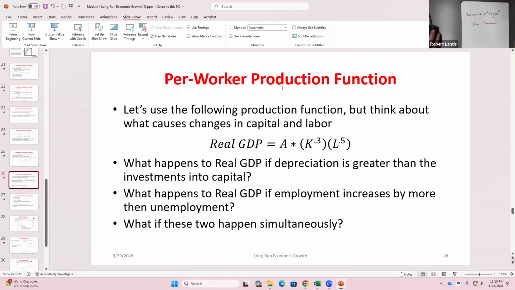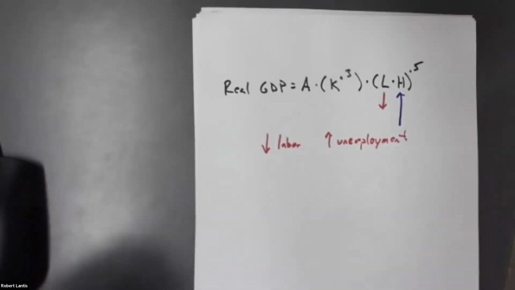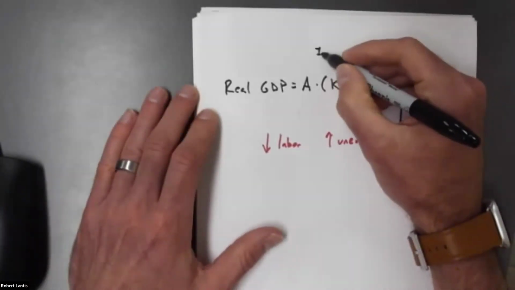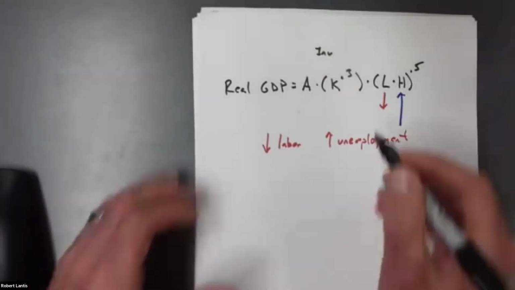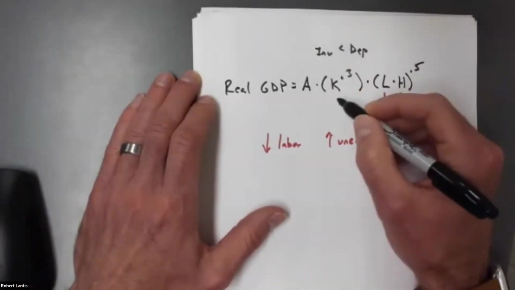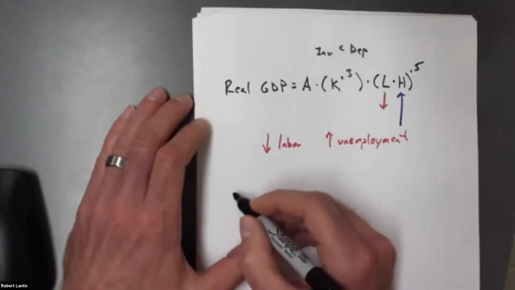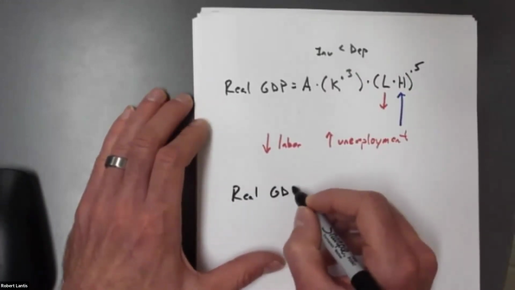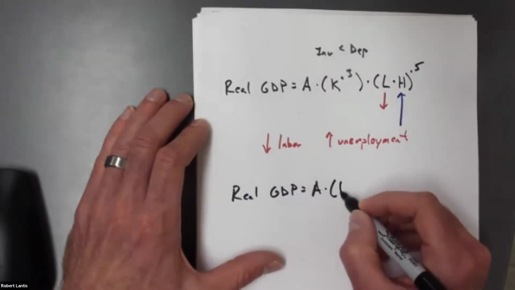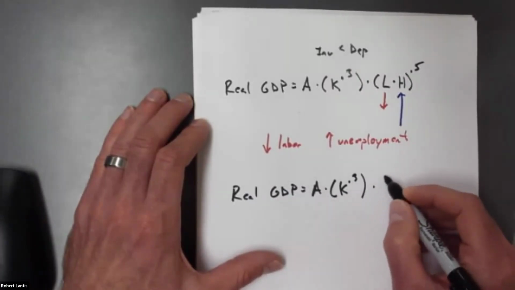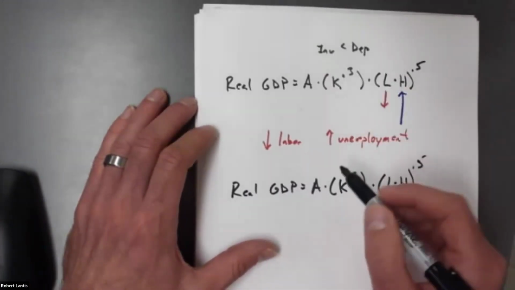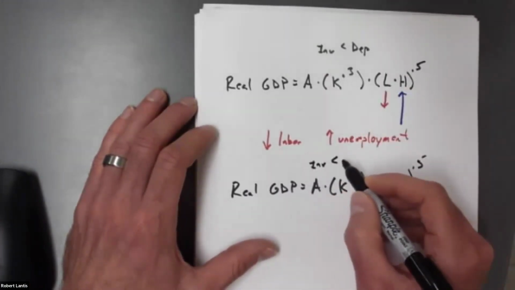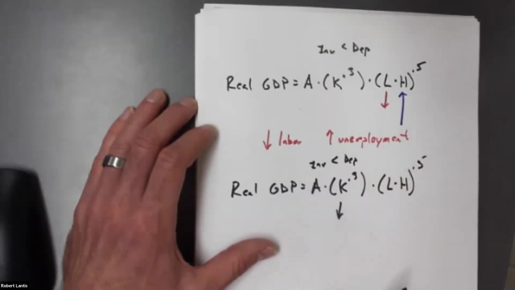So remember, we said earlier, right, when depreciation is greater, if the investments were less than depreciation in the capital, our capital was decreasing. Since this is a different example, I'm going to have this down here. We had L times H to the 0.5. Okay. So if investments were less than depreciation, that was causing capital to go down.